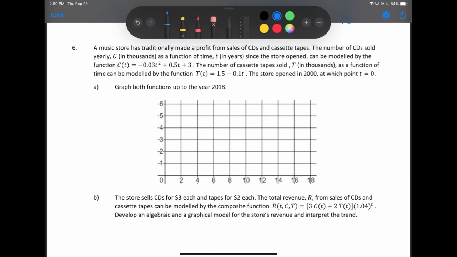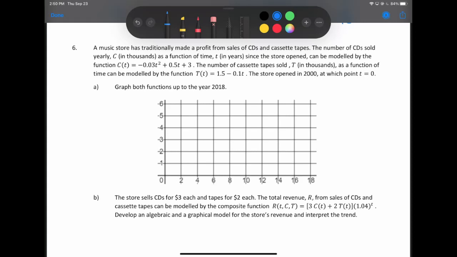And the number of cassette tapes sold, t in thousands, as a function of time can be modeled by the function t at t equals 1.5 minus 0.1t. And you can see that the number of tapes sold is definitely dropping each year. The store opened in 2000. That part is a lie, but for our math, let's just do that, at which point t equals 0. Little t equals 0. So graph both functions up to the year 2018.